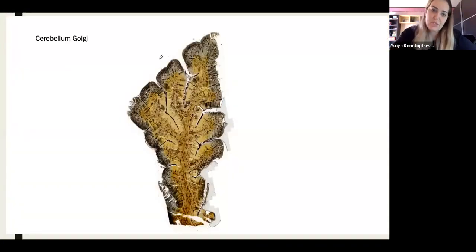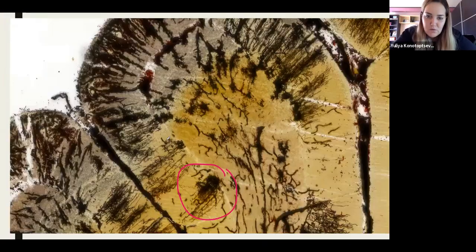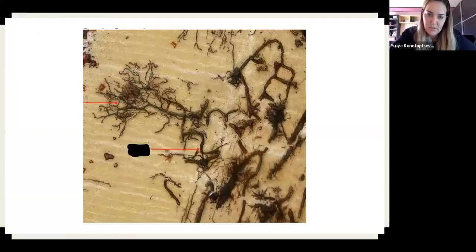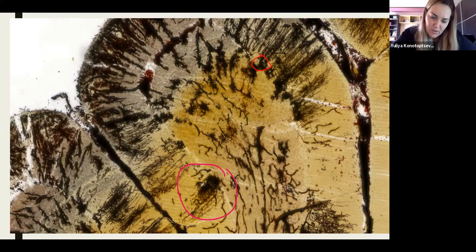Golgi, you remember it's just extra silver, okay? So double the silver. So what do we see? I guess the purpose of this slide is to show you how the dendrites of the Purkinje look like, right? So these are the Purkinje cells right here, and their dendrites are quite extensive. Okay, so if you take a look at this area right here, you can see that these are the dendrites of the Purkinje cell.